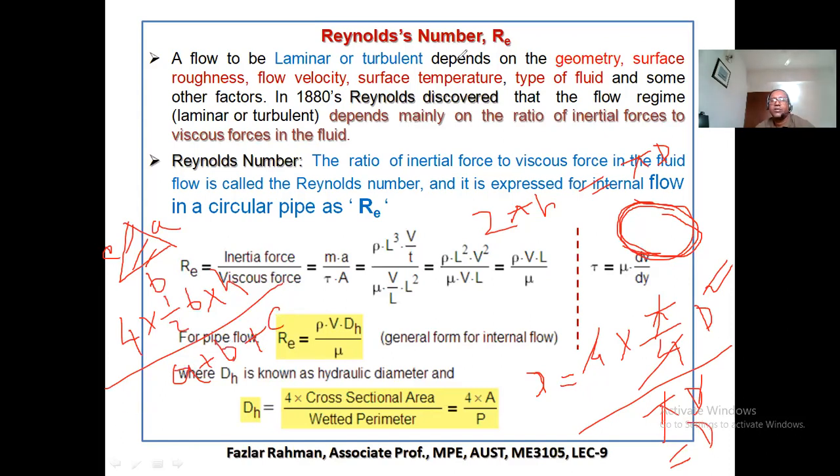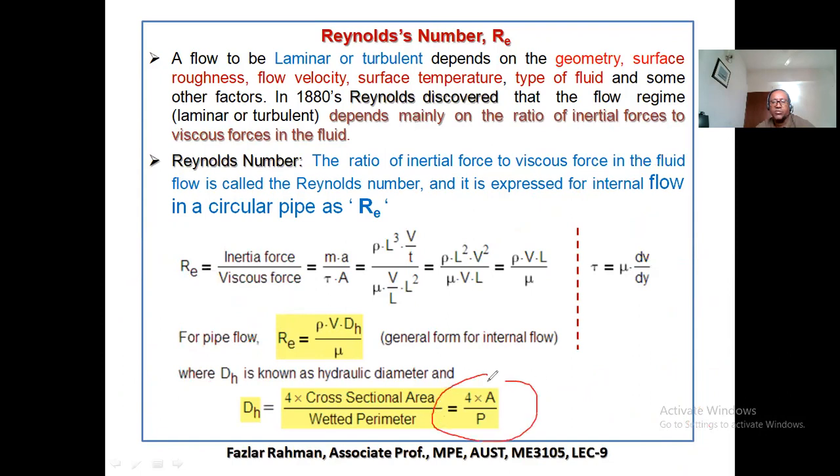Easy, you just need to remember this formula: 4 times the cross-sectional area divided by the wetted perimeter. If you have the hydraulic diameter, you put that hydraulic diameter over here. How will you get the V? V equals Q by area.